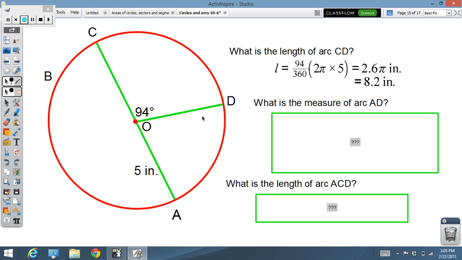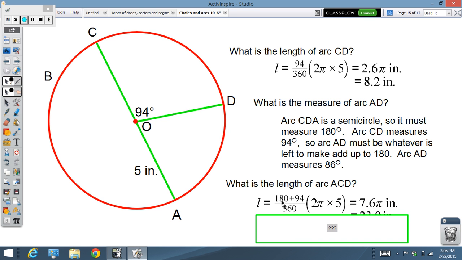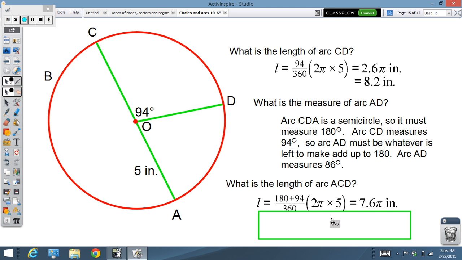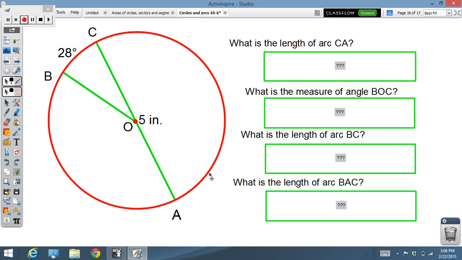So what's the measure of arc AD? That's this one here. Well, the measure again, I can just use the angle. It must be 180 minus 94 or 86 degrees for the measure. Now, what's the length of arc ACD all the way around? Okay, once again, I'm going to take the portion, that 180 semicircle, plus this 94 out of 360, multiply it by the circumference, and I get 7.6 pi to leave it in terms of pi, or 23.9 when I multiply it out.